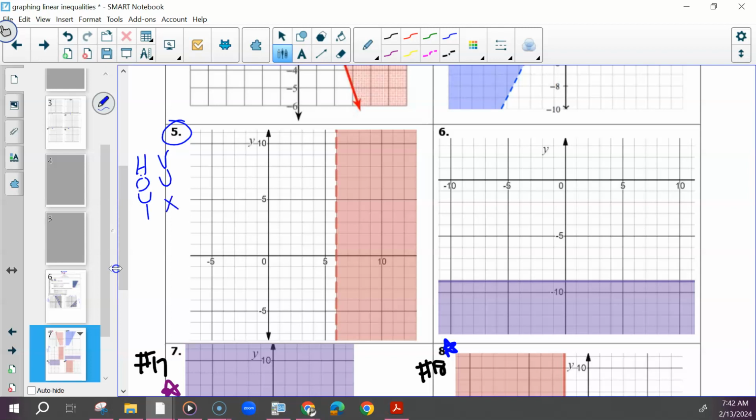Since this is a vertical line, this is going to be an x inequality. You can look at where this crosses the x-axis. That would be at 6. This is a dashed line, so it has to be strictly less than or greater than. Are these numbers greater than or less than 6? Greater than. So x is greater than 6.